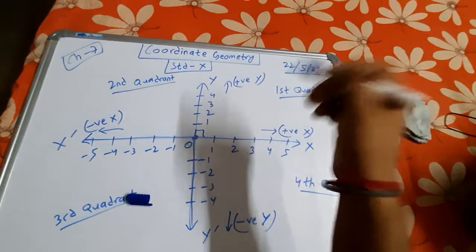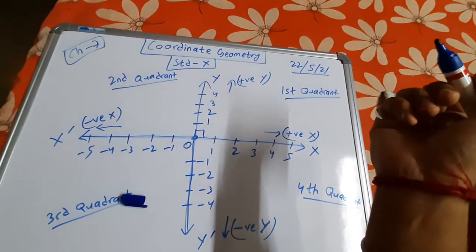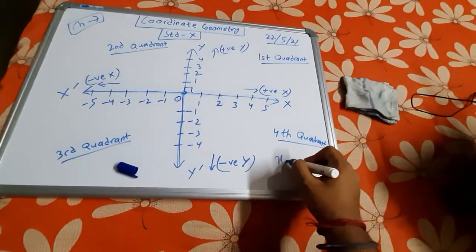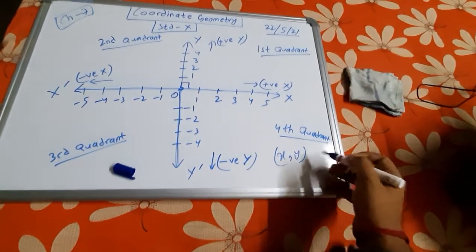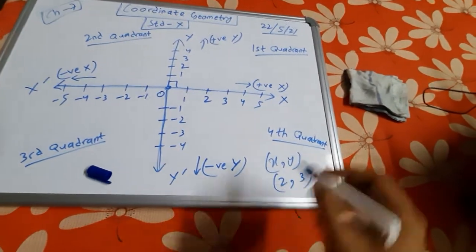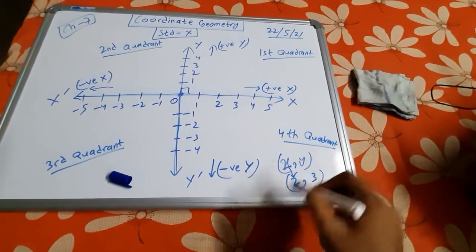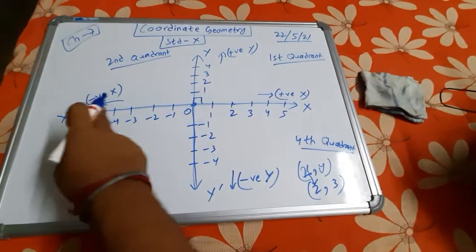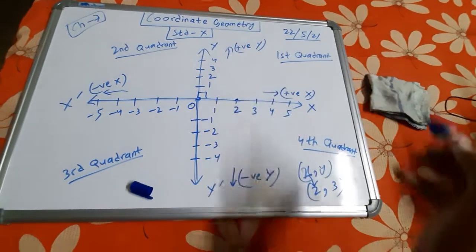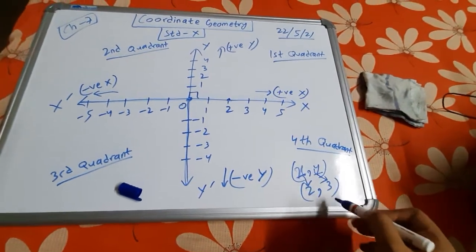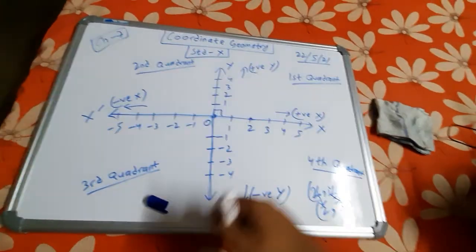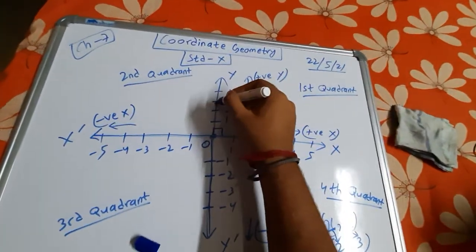Now first, before the quadrant, we know how to plot a number in the coordinate system. We know a coordinate looks like this, x comma y. Now if I tell you to plot the coordinate 2 comma 3, how will you plot? The x value is 2, so find 2 on the x axis, the horizontal line. There is the 2. Now the y value is 3, so find 3 on the y axis. There is the 3.